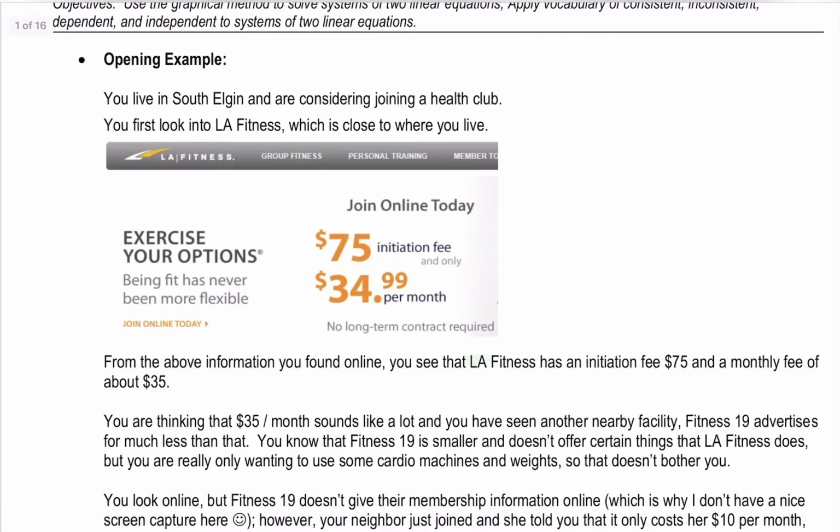So you see my little screen capture, at the time I did this it was real. I'm sure things have changed. $75 initiation fee and a monthly fee of about $35. All right, so $35 a month may seem like a lot. You're not sure. $75 up front, you're not crazy about it, but you just decide to look around.